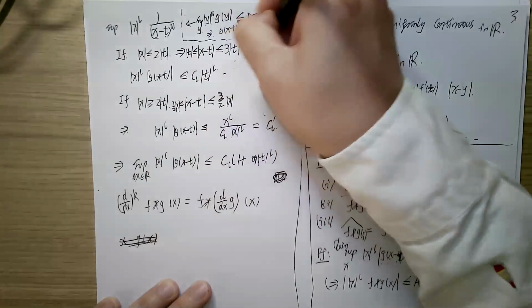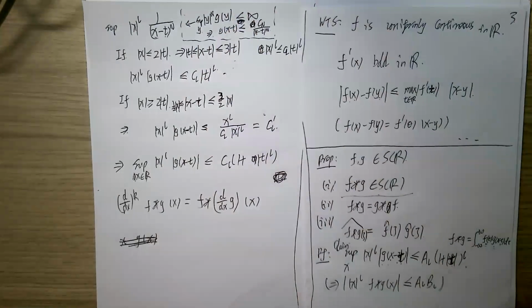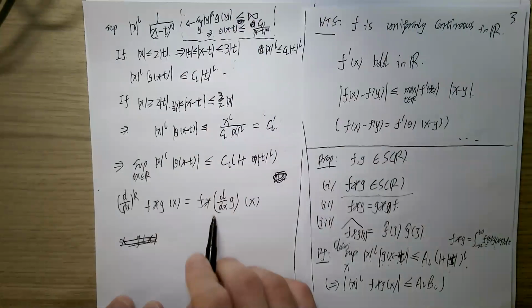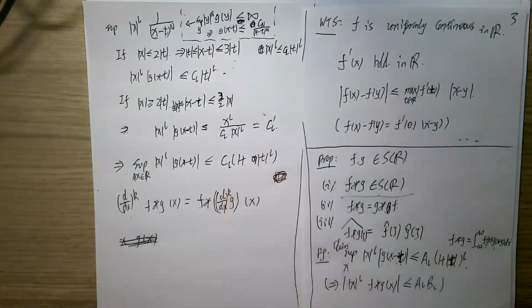Okay, I see. Thank you. Also, for the last line of this page, on the left side there is k to the power of k, but on the right side there's... I'm sorry. Thank you. Yeah.